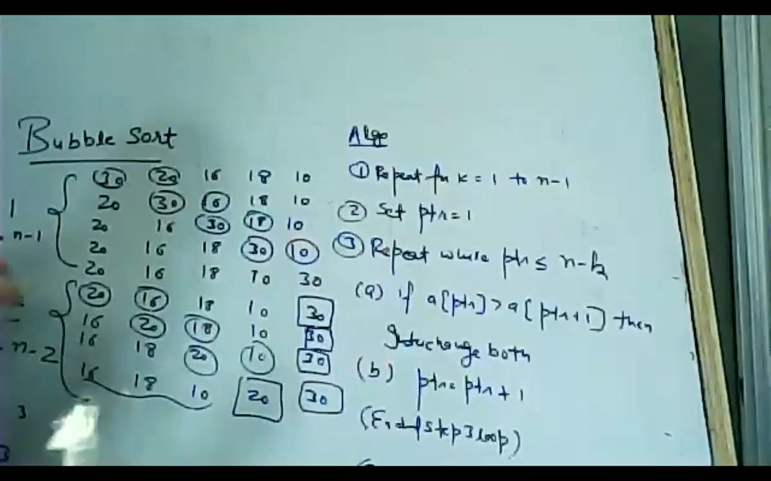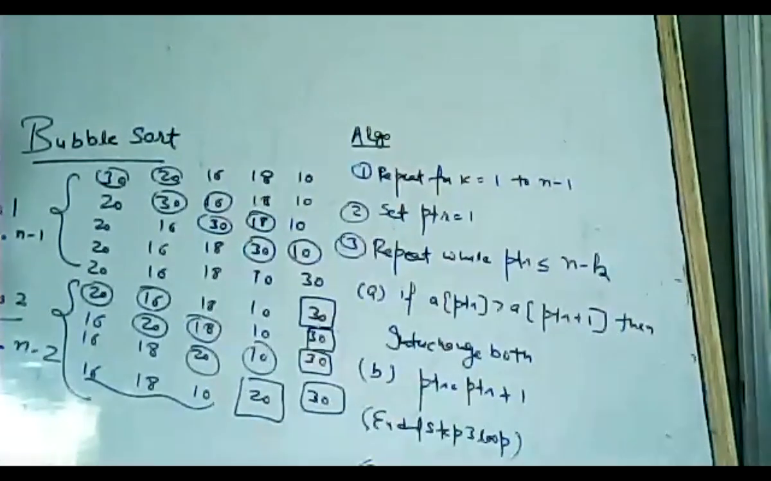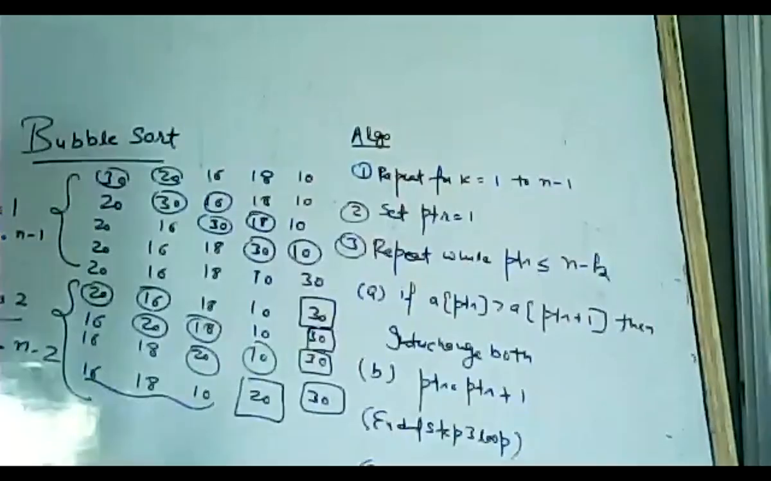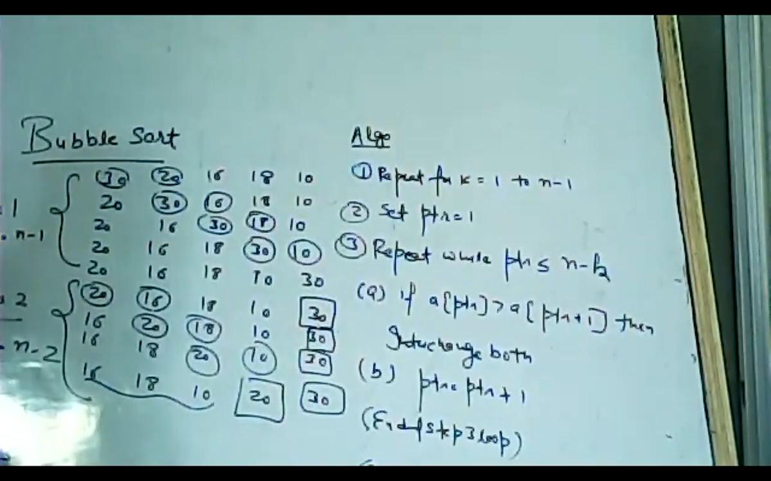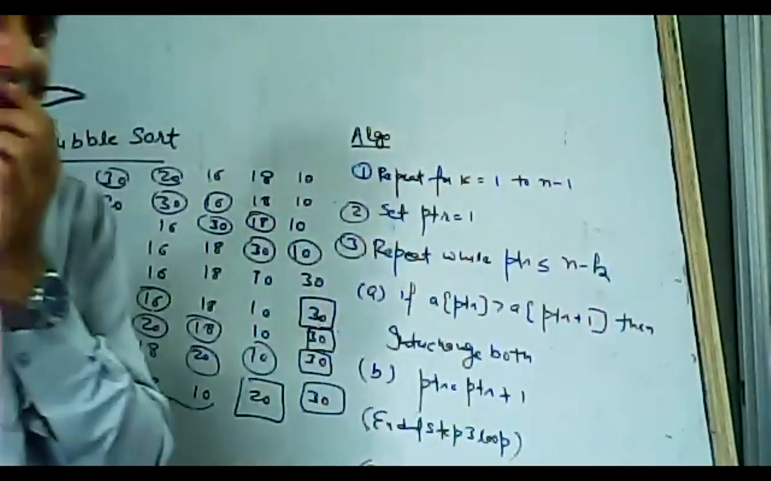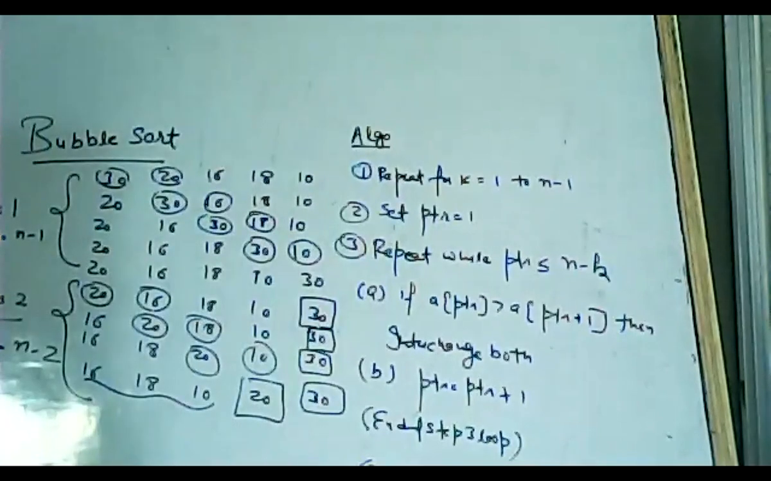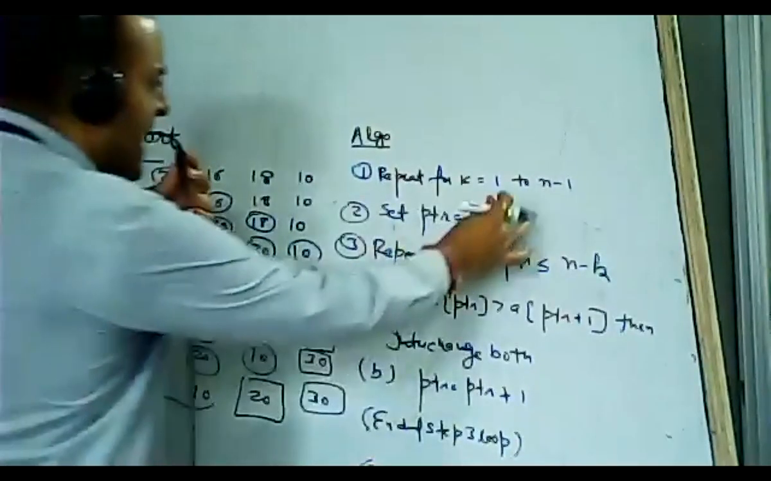Okay. So you are clear with the example? And I told you for each example, we will be doing example first, then algorithm, then we will relate the two. So you will remember the algorithm for your whole life. Now, first step is repeat for k is equal to 1.